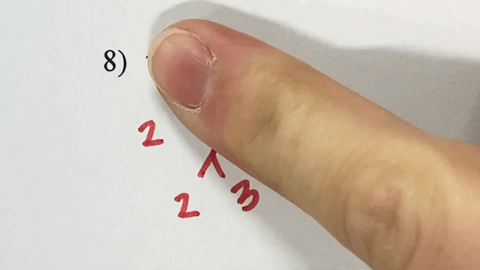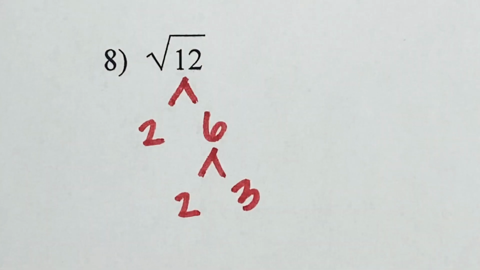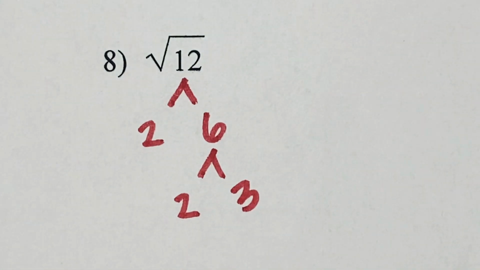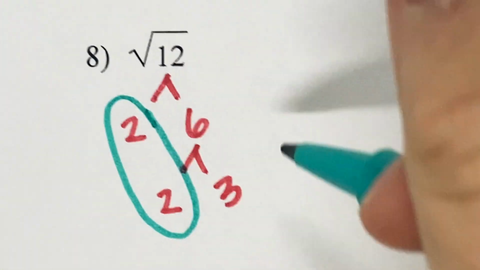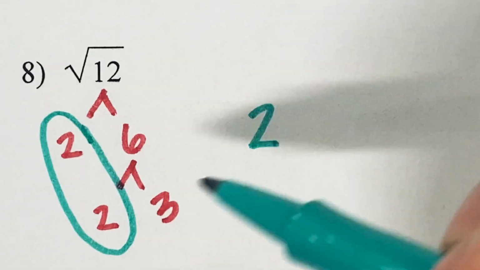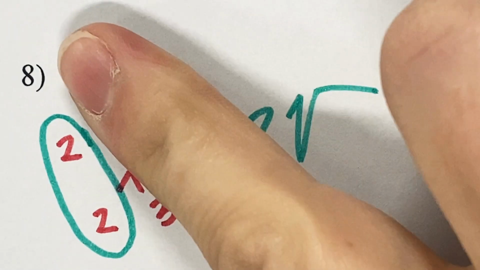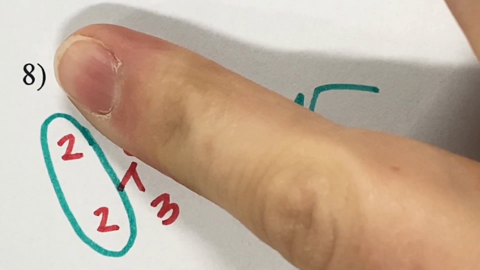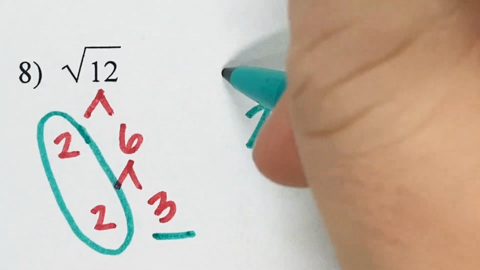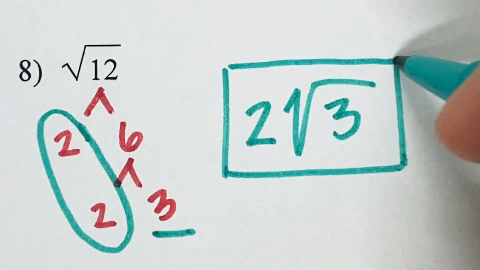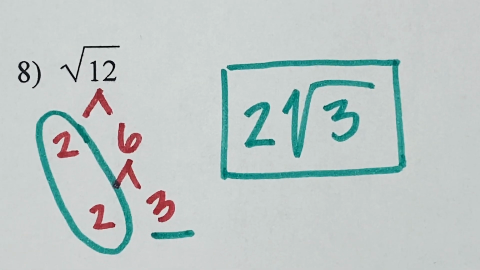So I have a 2 and a 3. What number gets to pair up and leave the radical? It's going to be the 2's this time. Those guys get to pair up. They create one couple that could leave the radical. And what number had to stay inside? Remember, the 12 and the 6 got broken up. So what number had to stay inside? The 3. So 2 square root 3. Great job, you guys.